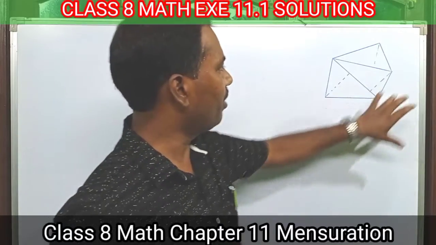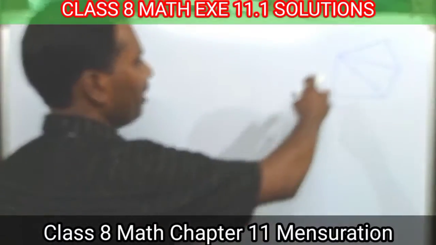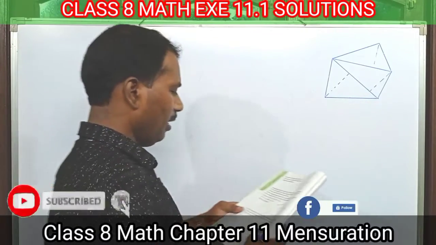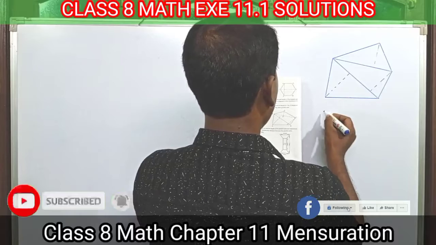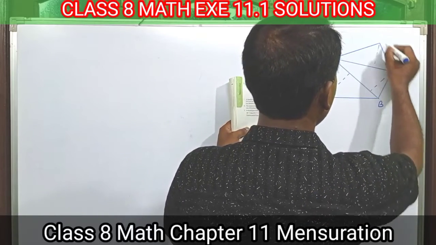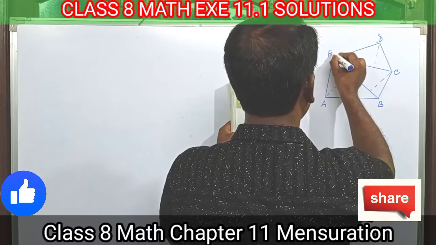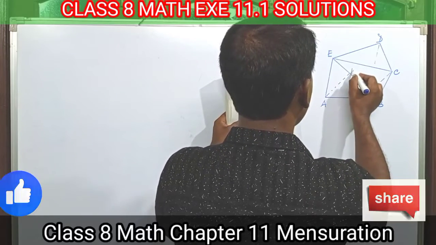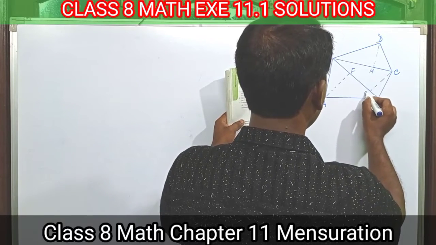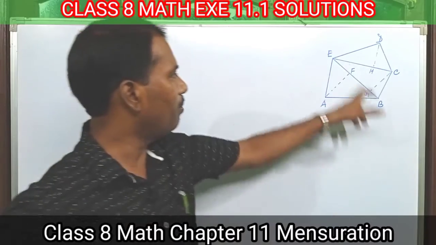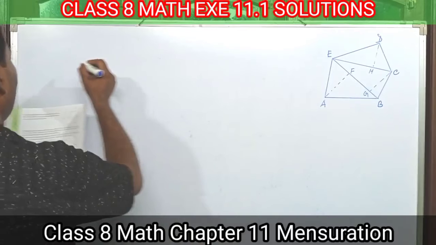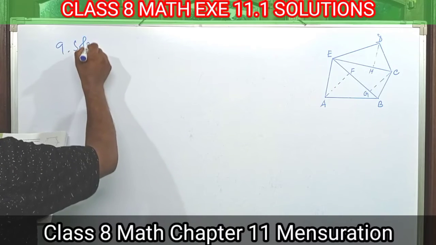As you can see, the figure on the board is a pentagon. This figure contains 5 sides and we need to find its area. Its name is A, B, C, D, E. And this is F, this one is H, and this one is G. These are bases and these are perpendiculars from the opposite vertex. Question number 9 solution.